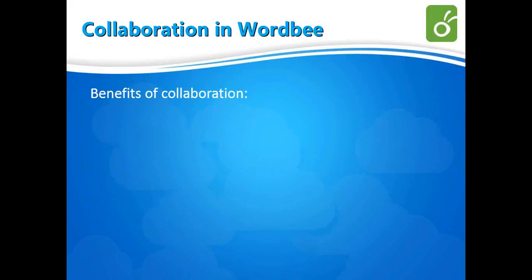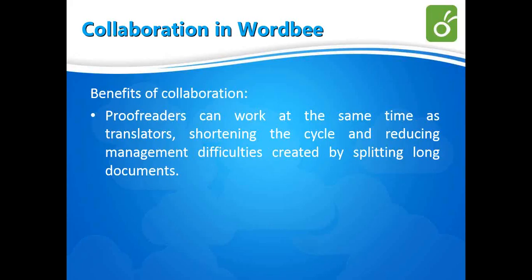Now, if I focus on the benefits of collaboration, proofreaders can work at the same time as translators, shortening the cycle and reducing management difficulties created by splitting long documents. For example, you can imagine that translators and revisors can work at the same time: the translator has begun to translate, and then the revisor can log on to the system and start revising directly. They don't have to wait for the translator to finish.